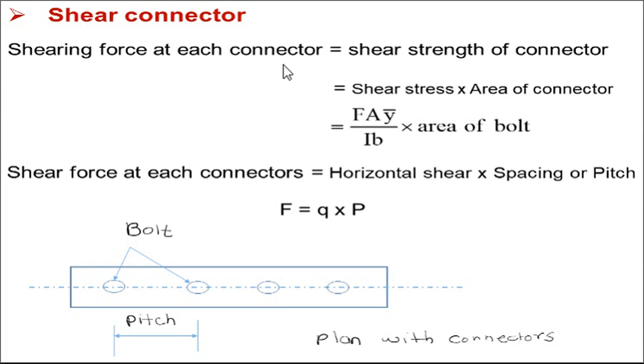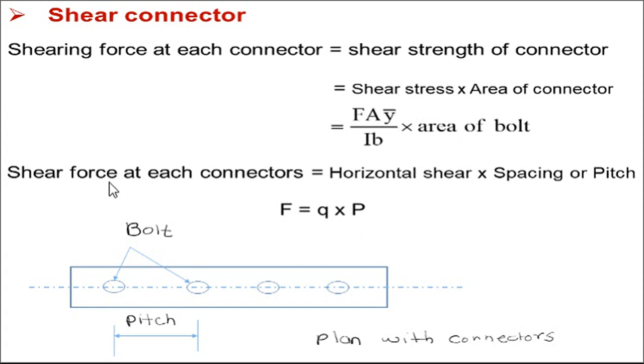So the shearing force at each connector is also equal to the shearing strength of the connector. The shear force at each connector can be determined by shear stress multiplied by the area of the connector. So we know the relation for shear stress: F A y bar divided by I B. And then the area of the connector. Suppose the bolts are of circular section, then the area is pi by 4 times the diameter of the bolt squared. So the area can be determined for any type of connector, the area of the bolt.